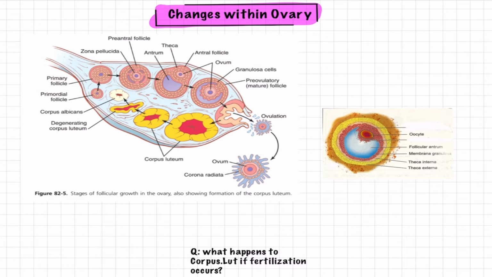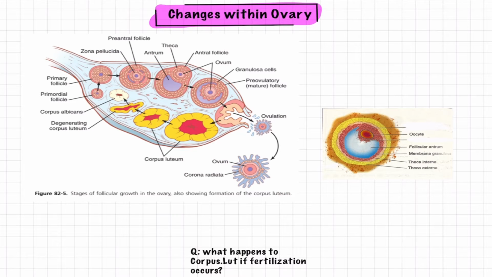changes and forming the growing follicles, and at last forming the mature follicle, known as the pre-ovulatory follicle, because this mature follicle will undergo the ovulation process. It is the release of the secondary spermatocyte, to be specific. In this secondary spermatocyte, if fertilization occurs in the presence of sperm, then the formation of zygote takes place.